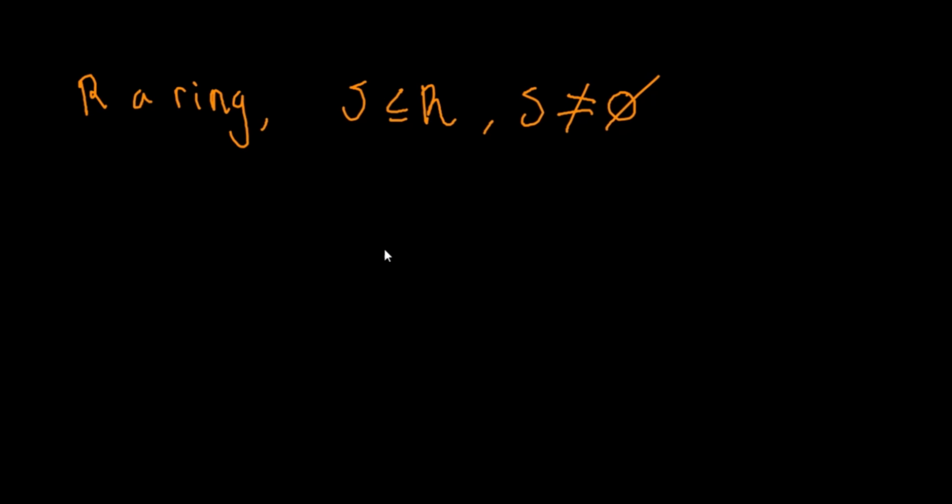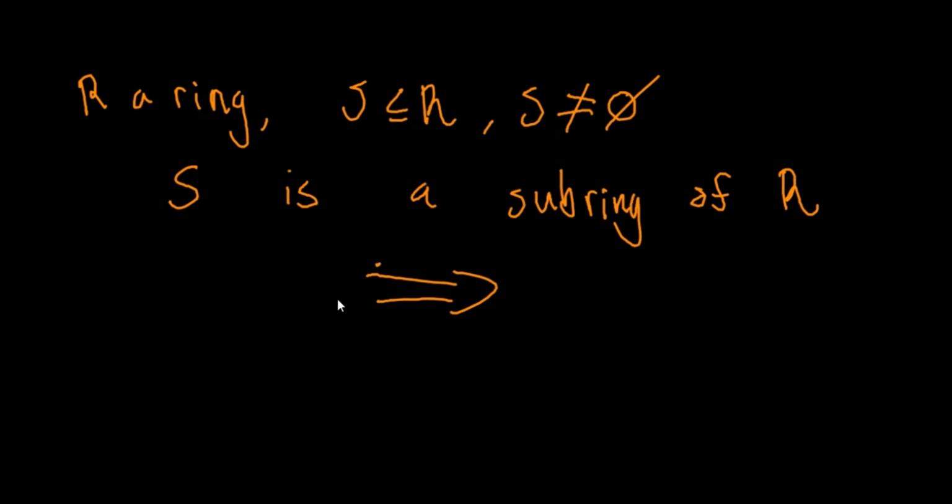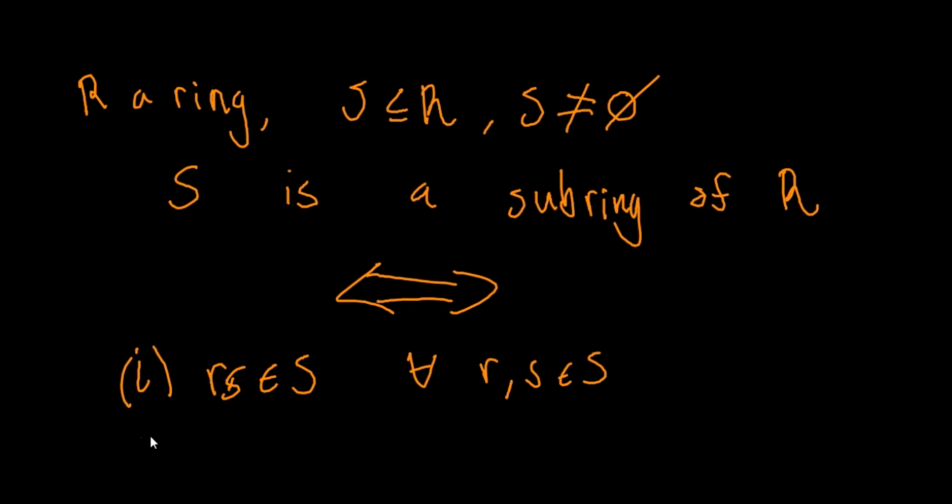Let R be a ring. Let S be a non-empty subset of R. In this video, we're going to prove the following. We're going to prove that S is a subring of R if and only if the following conditions hold: 1, r times s is in S for all r, s in S, and 2, r minus s is in S for all r, s in S.